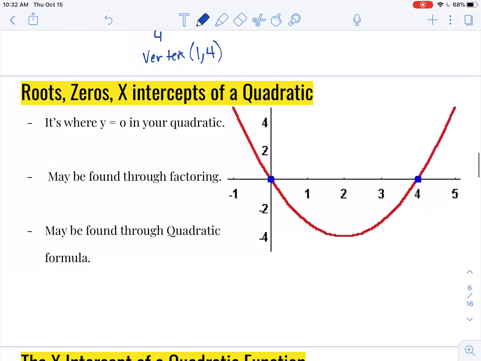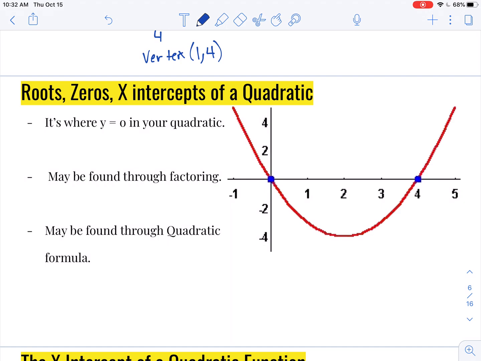Now, roots, zeros, and x-intercepts of a quadratic, it's where y is equal to 0 in your quadratic, and we have to remember that all three of these have the exact same meaning. So roots, zeros, and x-intercepts, they're interchangeable in how we refer to them. You're going to see different problems asked for the roots, different problems asked for the zeros, different problems asked for the x-intercepts. All three mean the same thing. It means where your function is crossing the x-axis and where y is equal to 0.